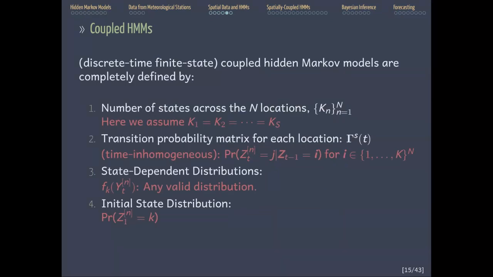So in this case, a discrete time finite state coupled hidden Markov model is similarly defined by the number of states across the different locations of the different hidden Markov models that you're blending together. You have a transition probability matrix, and now what changes is that this becomes time inhomogeneous, where what is occurring at location n at time t, the z sub t, depends not only on what occurred at the previous time point at that same location n, but it also depends on what was occurring at all other locations at time t-1, right? So now it's a function of not only the previous state, like a first order Markov chain, but also the previous state at every other location.